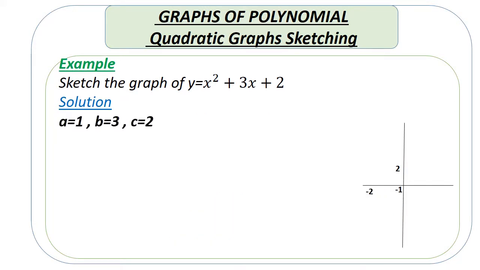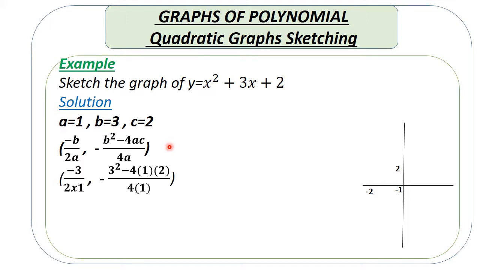So for the turning point, let's just collect our A, 1, B, 3, and C, 2. Let's plug in our formulas. So this is the coordinates of the turning point. So if we put the values, where there's B, we put 3, where there's A, we put 1, and where there's C, we put 2. We're going to have this. If we try to simplify this or work this further, we're going to have this, and 9 minus 8 is going to give us 1, and we're going to end up with negative 3 over 2 and here negative 1 over 4. So negative 3 over 2 is just the same as negative 1.5, and negative 1 over 4 is just the same as negative 0.25.